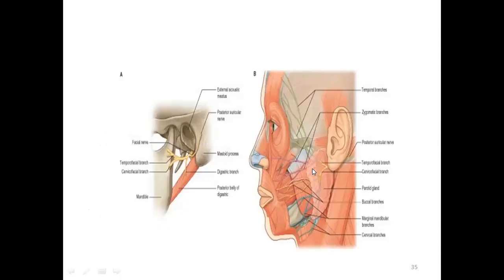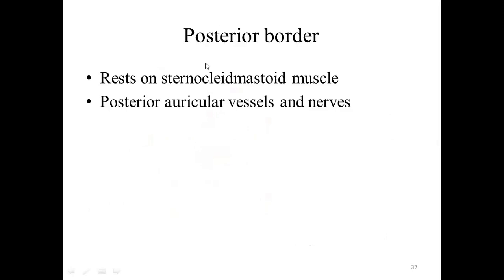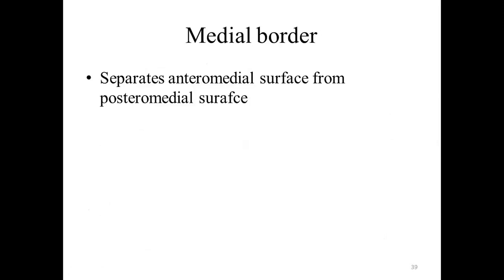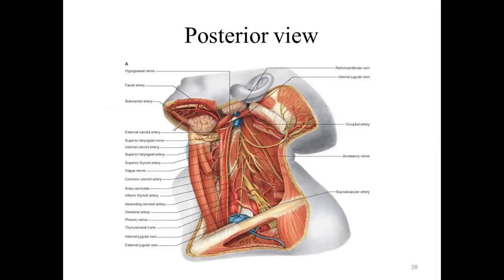Temporal branch is not coming from the anterior border. And you can see the posterior border rests on the sternocleidomastoid muscle. Posterior auricular vessels and nerves are related with this one. And posterior auricular vessels and nerves can be seen here. Here, posterior auricular vessels and nerves.